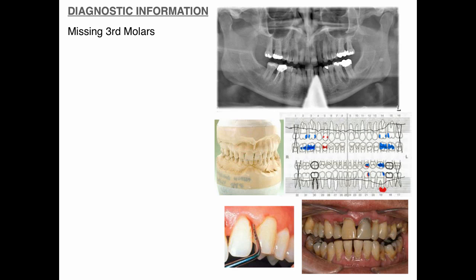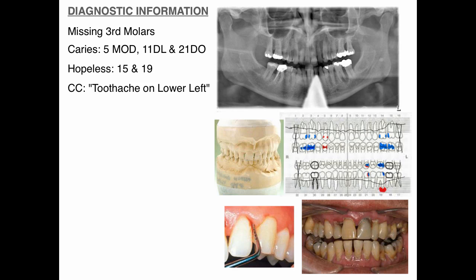All third molars are missing. Caries has been detected on tooth numbers 5, 11, and 21. Tooth numbers 15 and 19 have been deemed hopeless. The patient's chief complaint was that he had a toothache on the lower left.